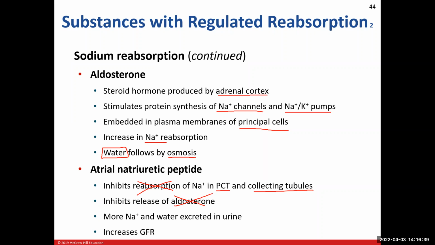So if it's inhibiting the release of aldosterone and it's preventing the resorption of sodium, that means sodium stays in the tubular fluid, and then sodium will be excreted in the urine. Well, guess what? Where sodium goes, water follows. And so water will also be excreted in the urine. So as a result, and we've talked about this before, ANP will increase our glomerular filtration rate.